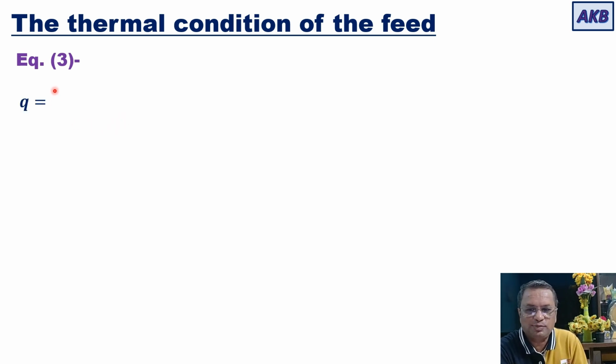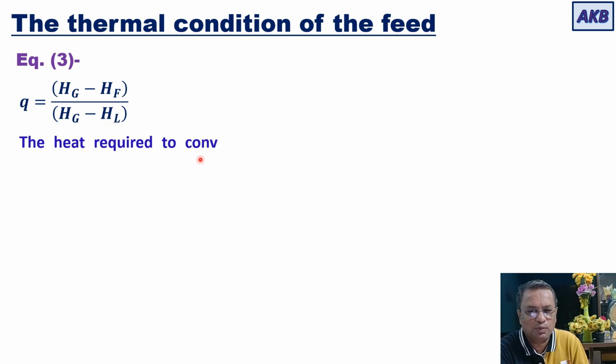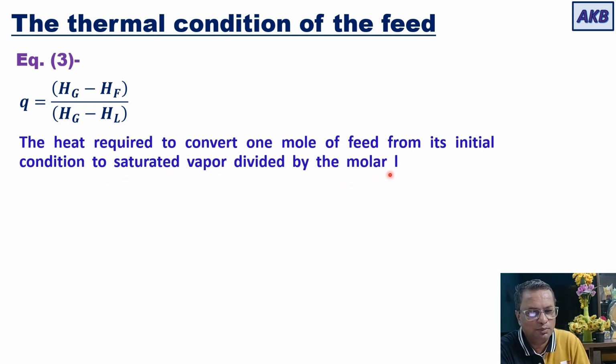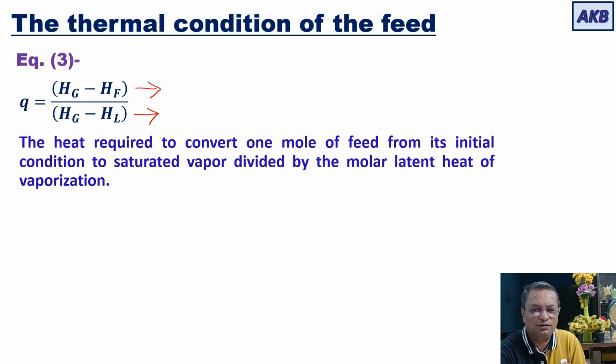As per equation number 3, Q is equal to Hg minus Hf upon Hg minus HL. So, as per this equation, Q is the heat required to convert 1 mole of feed from its initial condition to saturated vapor divided by the molar latent heat of vaporization. So, in the numerator, you have the heat required to convert 1 mole of feed from its initial condition to saturated vapor, whereas in the denominator, you have the molar latent heat of vaporization.